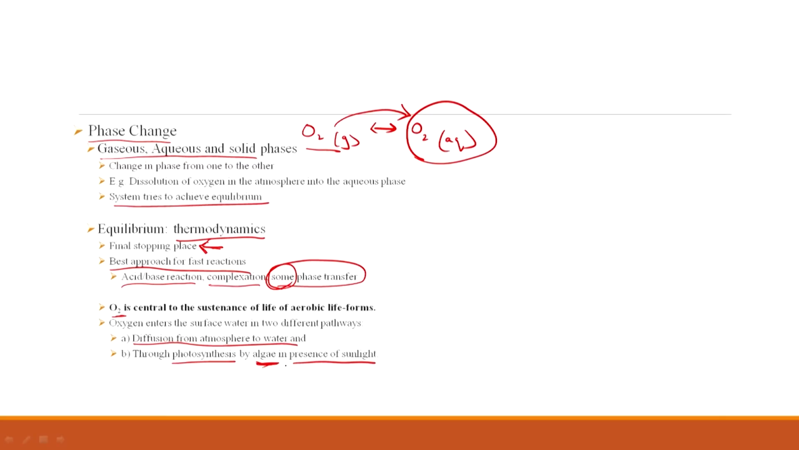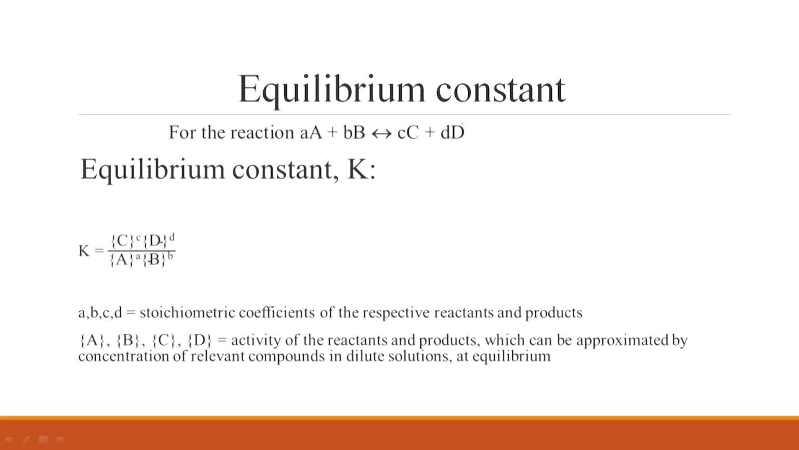And for this, what do the algae need? They need carbon dioxide. Where will the carbon dioxide come into the aqueous phase from? That will come from the carbon dioxide in the gaseous phase. So you have another case of phase change here. Let us move on and look at equilibrium or aspects related to equilibrium.